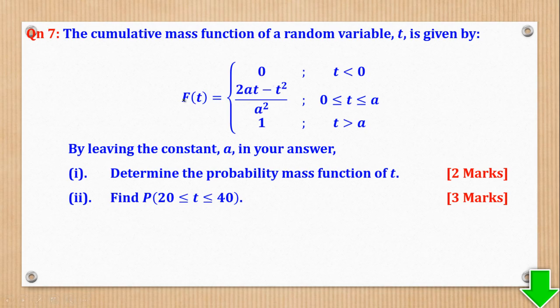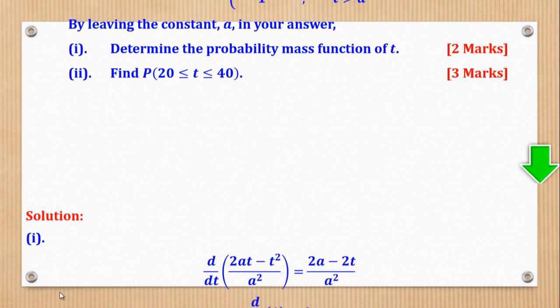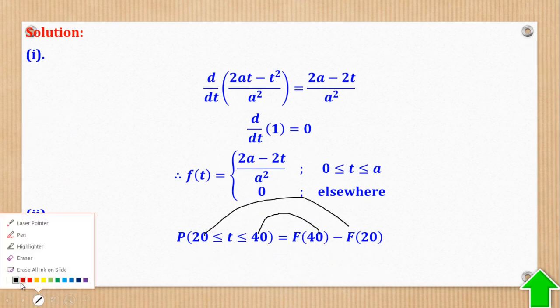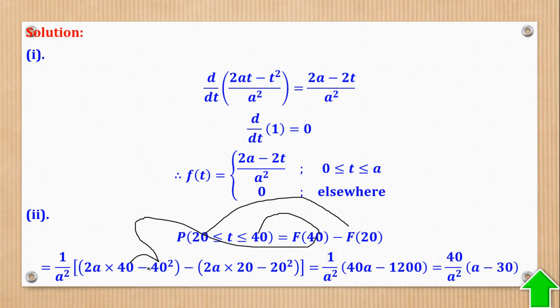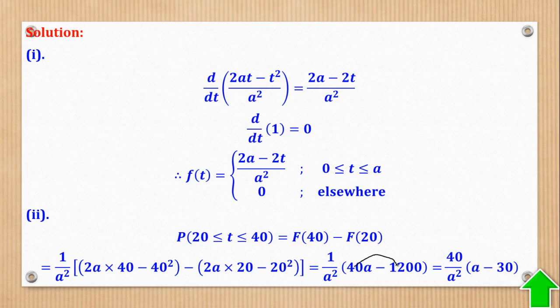So let's do that. I'll come and substitute where there is t, I put there 40 to get F(40), and where there is t, I put there 20 to get F(20). Simplify this in this bracket, you will come up with 40A minus 1200. Then 40 is common in both, so factorize it out, you will remain with A minus 30. And that's what they wanted.